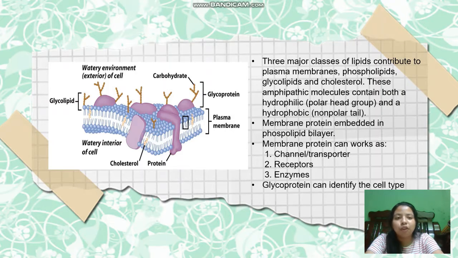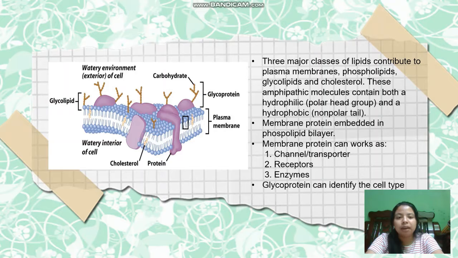Three major classes of lipid that contribute to the plasma membrane are phospholipid, glycolipid, and cholesterol. This amphipathic molecule contains both a hydrophilic or polar head group and a hydrophobic or nonpolar tail. Phospholipids are the major class of membrane lipid. In phospholipid, the head group is the phosphate site and the tail group is the lipid site. The lipid composition of the bilayer determines membrane properties such as thickness, permeability, fluidity, and charge.